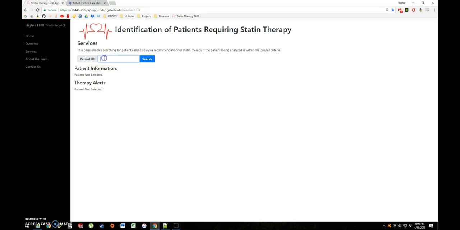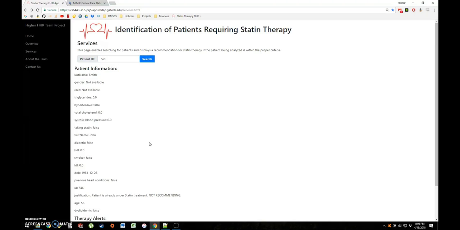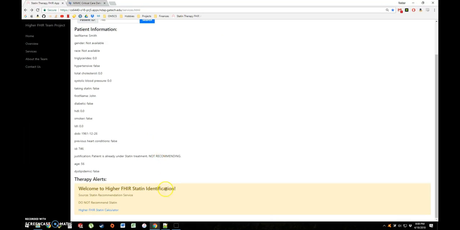So, for example, if I was a physician and would like to obtain a statin recommendation for patient ID 746, I would enter 746 here and click search. The available patient information is displayed here. Below, the therapy alert is shown, which as you can see indicates that statin treatment should not be recommended to the patient. The justification provided here shows that the patient is already under statin treatment, therefore recommending statins is unnecessary.